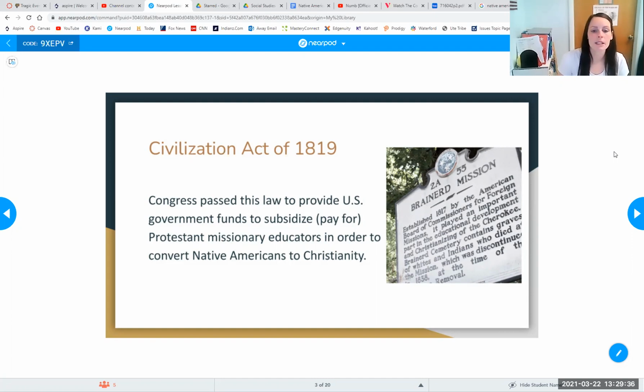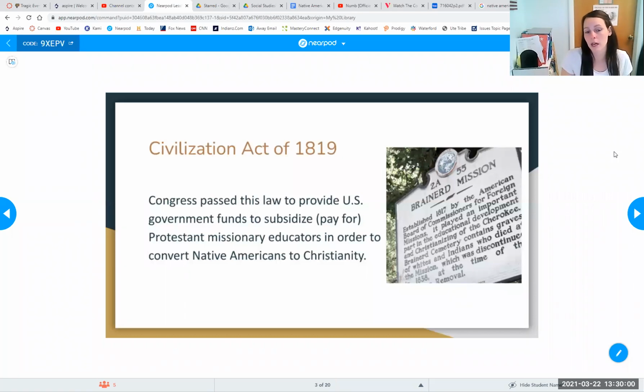So this was basically a law to provide U.S. government funds to subsidize or pay for Protestant missionary educators in order to convert Native Americans to Christianity, which we have already talked about a couple of times in this class, about the negative things that happen because of conversion. We've got the horrible treatment in the boarding schools, as well as the praying towns.